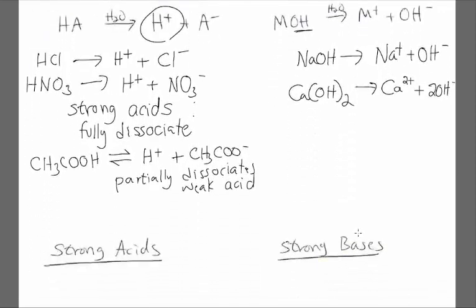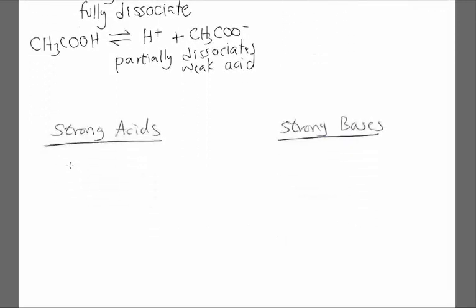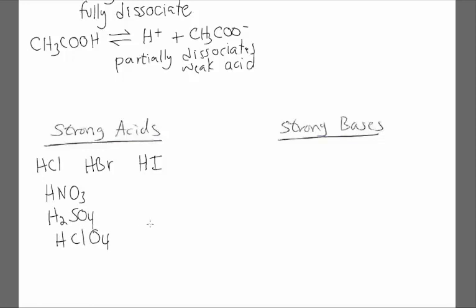All right, and then I want you to be aware of what species are strong acids and strong bases. And most of the hydrogen halides are strong acids: HCl, HBr, HI. Note that HF is not in that list. And I've just mentioned nitric acid, HNO3. Another strong acid is sulfuric acid. And a third one is perchloric acid.